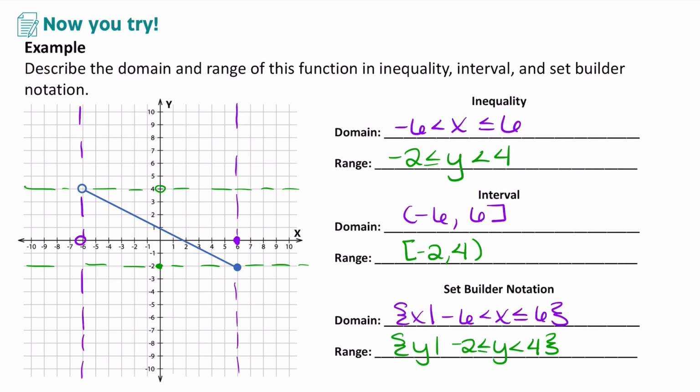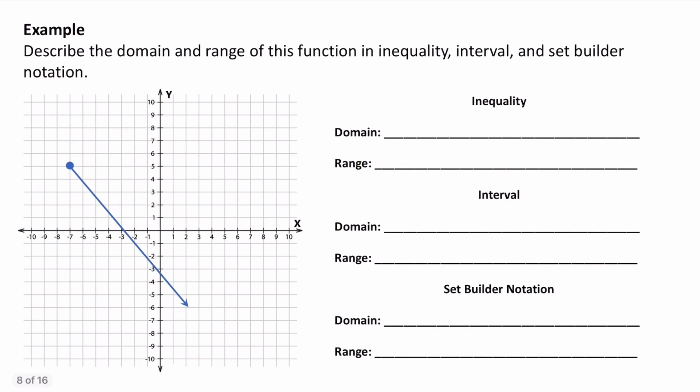So the -6 is going to have an open parentheses and the +6 will have a square bracket. The -2 is included, so that has a square bracket, and the 4 is not included, so I have an open parentheses. In set builder notation, the domain is going to be all x such that -6 is less than x, which is less than or equal to 6. And the range is going to be all y such that -2 is less than or equal to y, which is less than 4. So now let's try this example.